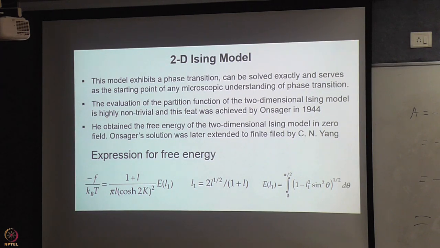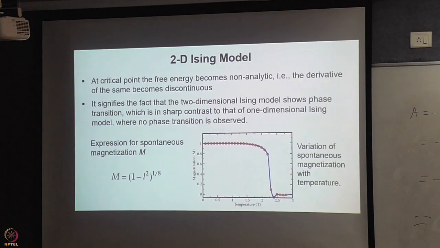The feat was achieved by Onsager, and it is still considered the most brutal and difficult calculation done in all of physics. It has a very complicated free energy functional, which we are not going to go into, but the most important thing is that it has this magnetization transition. This is what the model shows, and this is what you see in experiment. The magnetization falls with a certain exponent, called the critical exponent, and that is critical phenomena, which we will study a little later.